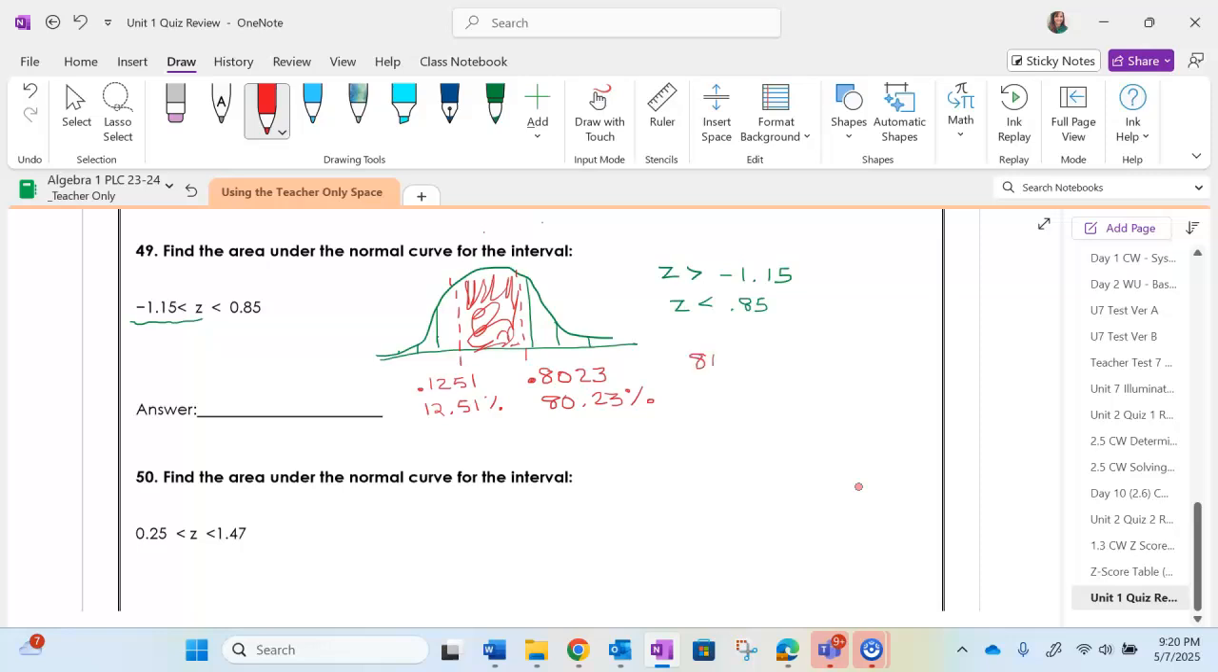Okay? If I take away this whole piece from this big piece, what I'll have left is this. So I'm going to do 80.23 minus 12.51 equals, put that in my calculator. 80.23 minus 12.51 gives me 67.72%. Okay? And that's my answer. All right, and I will probably show you guys in class tomorrow exactly how I got this.